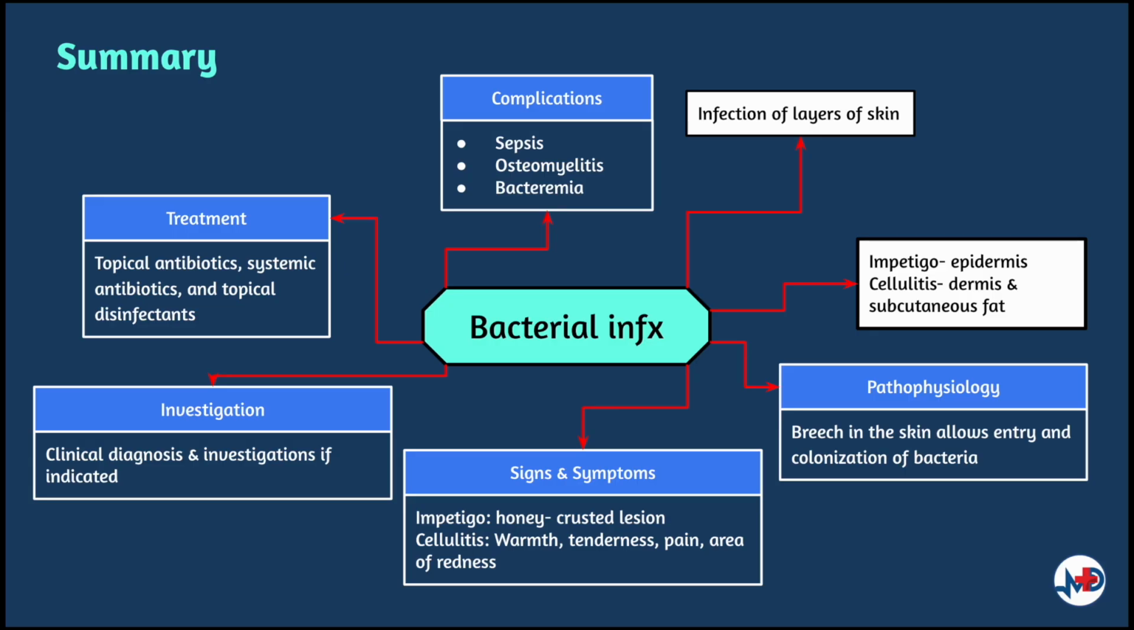coagulase negative staphylococci. Clinical features of non-bullous impetigo would be honey-crusted lesions, while clinical manifestations of bullous impetigo would be scales on the periphery, developing after the bulla rupture, forming a thin brown crust. Cellulitis, on the other hand, would present with signs of inflammation such as warmth, tenderness, pain, and area of redness. Diagnosis is via clinical exams and blood cultures if indicated. Management-wise, impetigo requires topical antibiotics, systemic antibiotics, and topical disinfectants. And on the other hand, cellulitis requires antibiotics against streptococcal species.